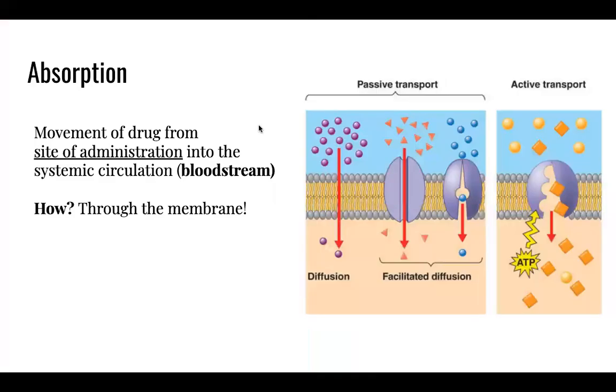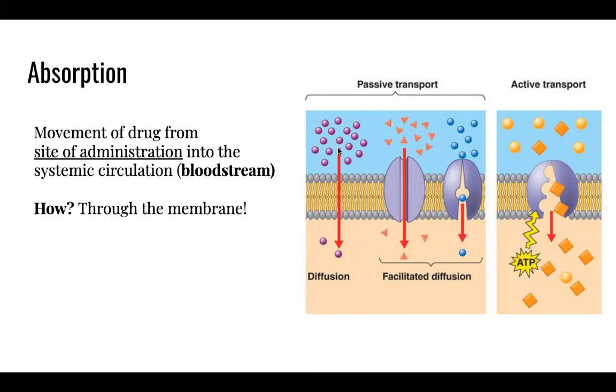So we see from that video that absorption is the movement of drug from the site of administration into systemic circulation, which is the bloodstream. So the aspirin was taken in through the mouth, it was dissolved down, and it moved from the intestinal villi into the bloodstream. And this all occurred through the membrane.